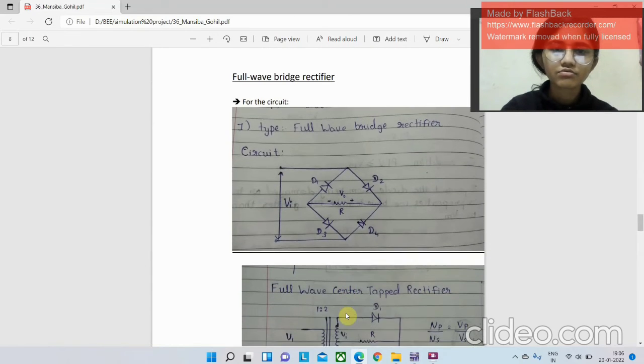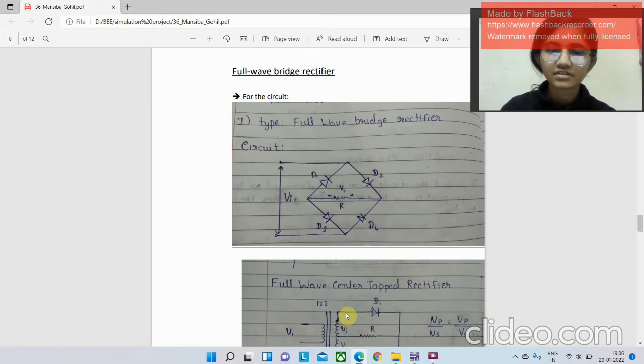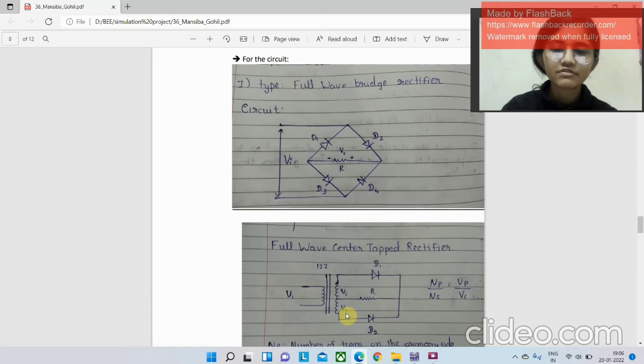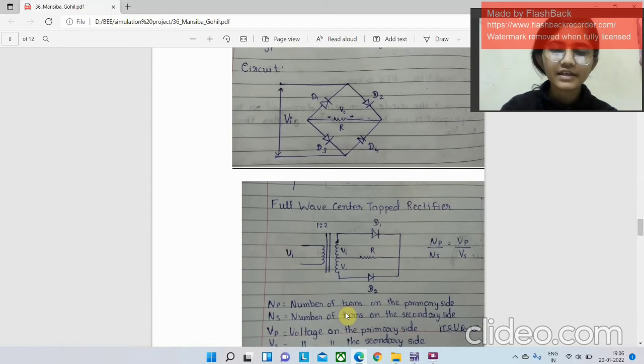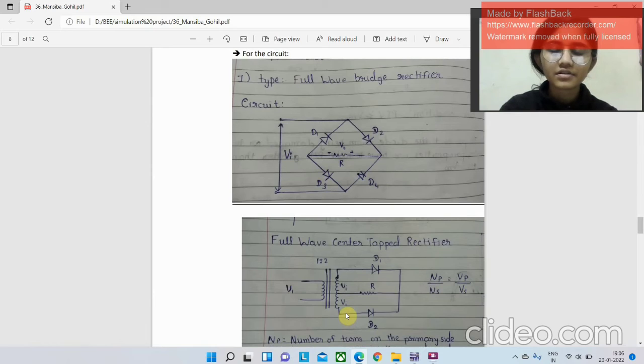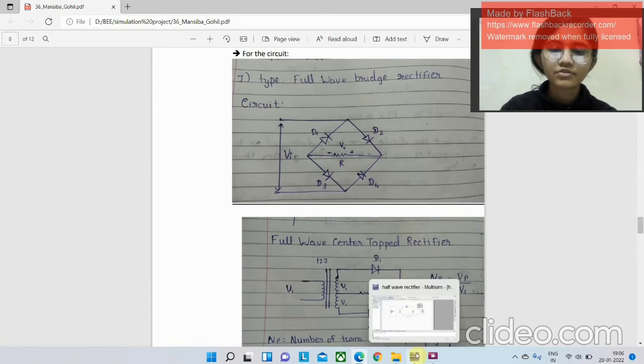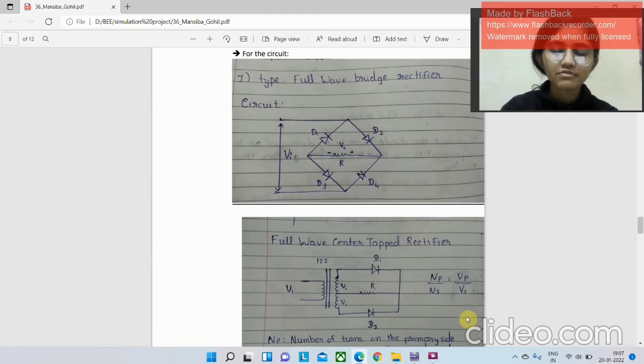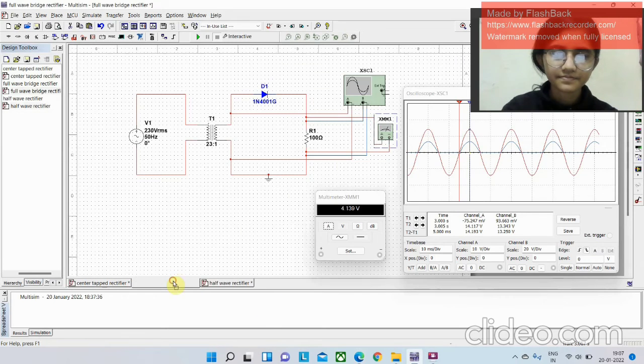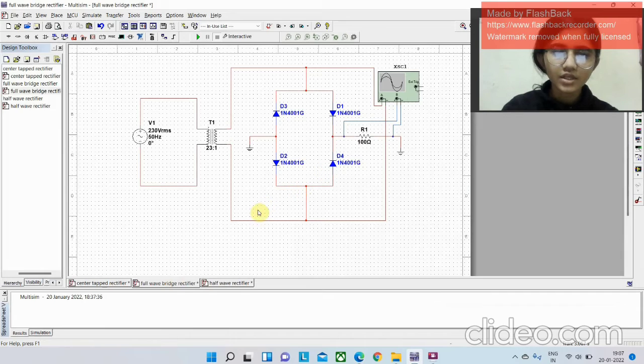Now coming to the full wave rectifier, as I said earlier, there are two types. The first one is the full wave bridge rectifier, and the second one is the full wave center tap rectifier. Firstly, I will explain the circuits in NI Multisim, and then we will compare the parameters for it. Here we have the full wave bridge rectifier.